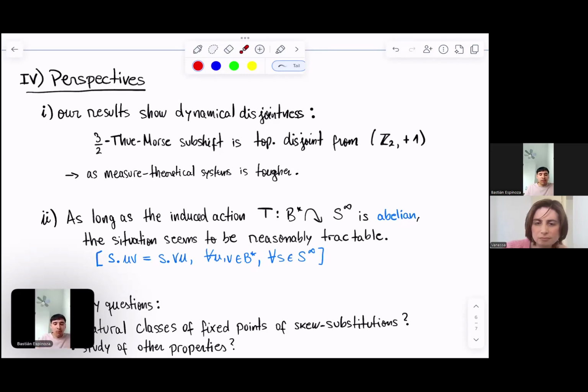The question about whether this is true from a measure theoretic point of view is related to studying factor frequencies, and this is something that we haven't done for the moment.